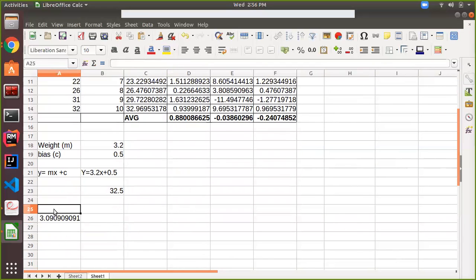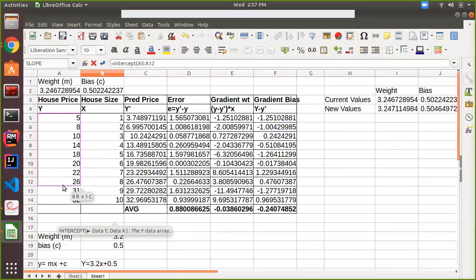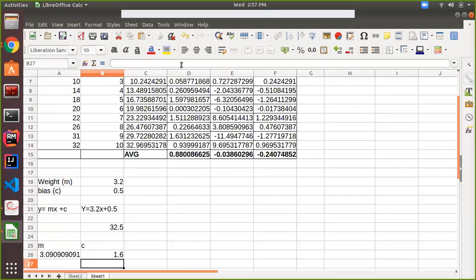So this we did using function slope, okay. Similarly you can calculate the value of intercept. So for that we have the formula intercept. You will use formula intercept, and here also you need to select first the dependent variable, that is the y range, and after that select the x range, and you will get the value, okay. So it's doing the same thing that we did.